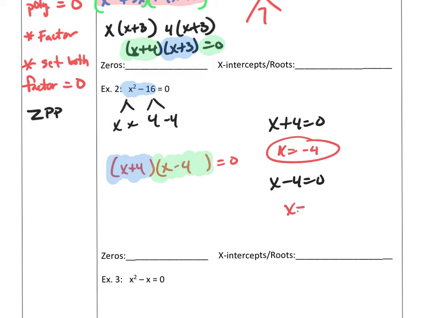And my next x is going to be positive 4. Coming down here, writing my final solution, we want to put these in ordered pair format: negative 4 comma 0 and 4 comma 0. Okay, so now I kind of want to make a point to see if you're starting to see what I see.